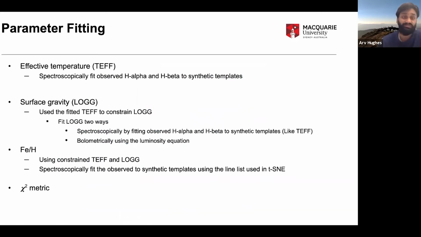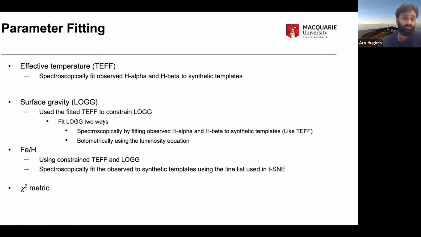So first of all, we had to fit effective temperature, and I had some synthetic templates to do that, where I just fit the H alpha and H beta regions of my observed spectra to the synthetics to constrain effective temperature. And having done that, with the constrained effective temperature, I try and fit log G. Now we did this two ways. The first way, just similarly spectroscopically fitting H alpha and H beta, but also using the luminosity equation, which I've dubbed the GALAH way, just as a comparison of the fit.